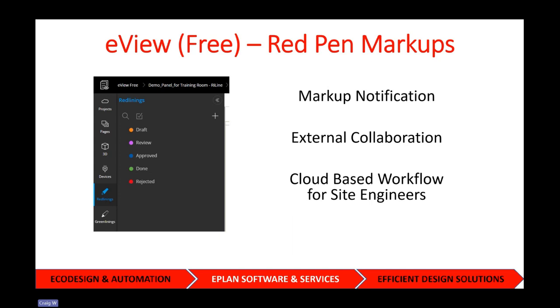Under eView free, one of the most amazing features is the ability to do red pen markups. It contains markup notifications on projects. It allows for external collaboration and it allows for cloud-based workflows. You can see on the left, and I'll show you it live in the application shortly, but you can have a draft, review, approved, done or rejected for each of your red line markups. There's also green lining, which works exactly the same.